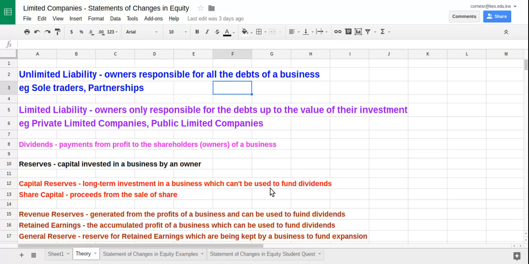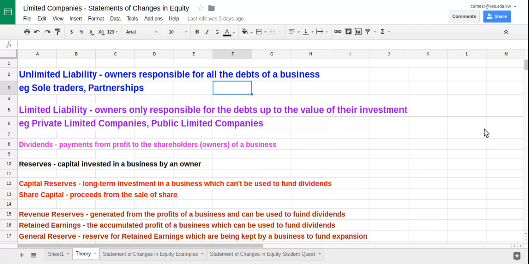And there are two types of reserves. There are capital reserves, there are revenue reserves. And here we're just going to look at three very basic ones, predominantly because they're the three that are used at IGCSE level. There are others, but these are the three key ones at the moment.